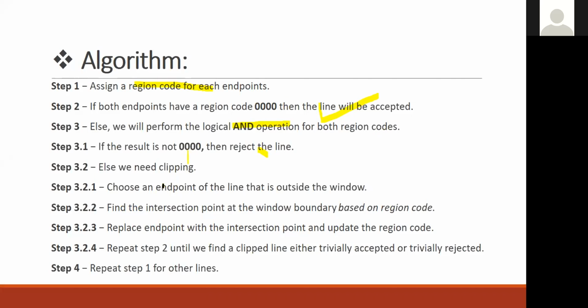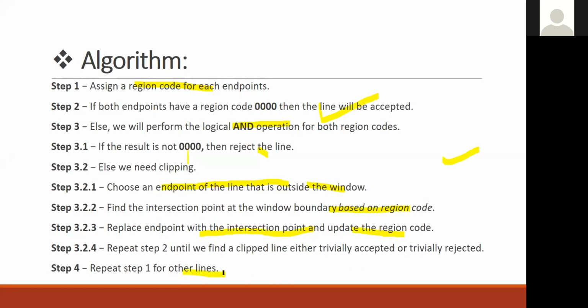Now, if the result comes 0000, we go for our clipping algorithm. Then what we'll do is choose an endpoint of the line that is outside the window, then find the point of intersection at the window boundary based on our region code. Then we will replace the endpoint with the point of intersection and update our region code. We will repeat step 2, verifying whether both the endpoints got to 0000 or not, and if so, the line is accepted or rejected, and this process goes on till the line is completely accepted, rejected, or we have a result. This process would be repeated for each and every line.